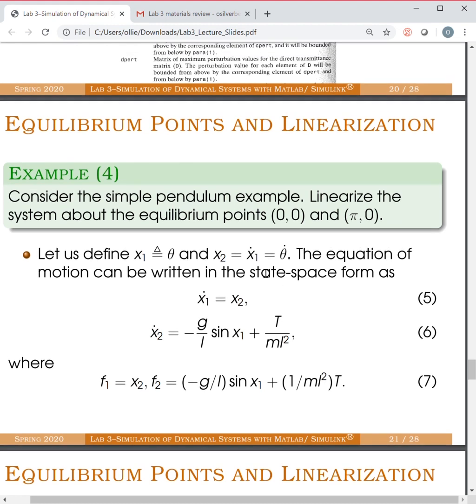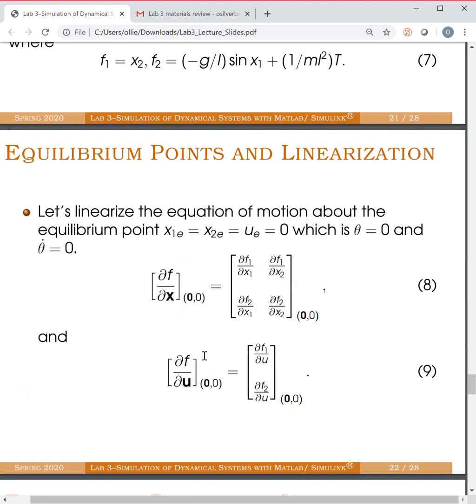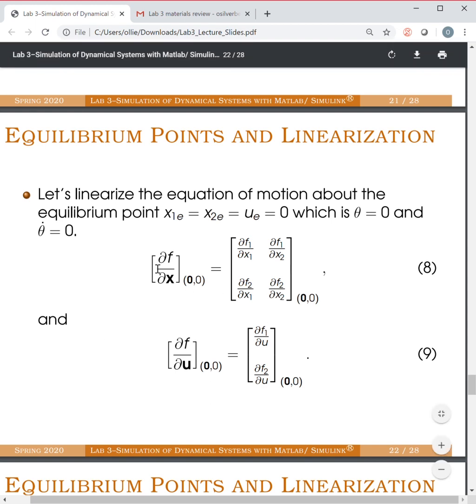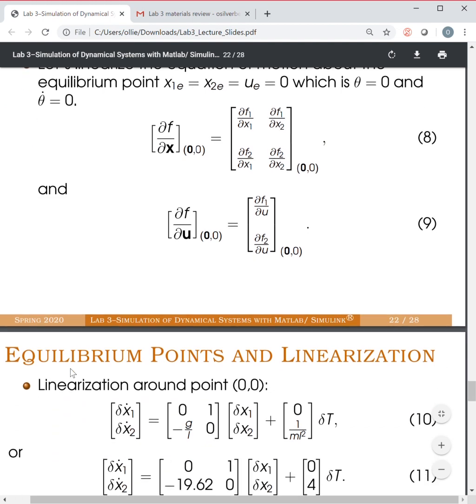So let's use a simple pendulum example. This system is not linear because there's a sine theta term in the equation of motion. So let's linearize about 0, 0 and pi, 0. So those are the two equilibrium points that we found previously. So this slide shows how to do the calculations. This is what MATLAB's doing behind the scenes.